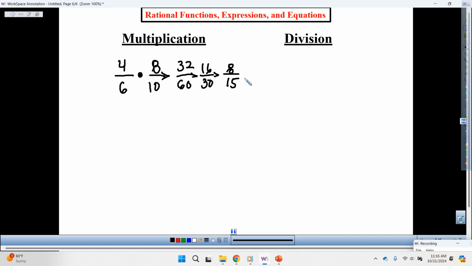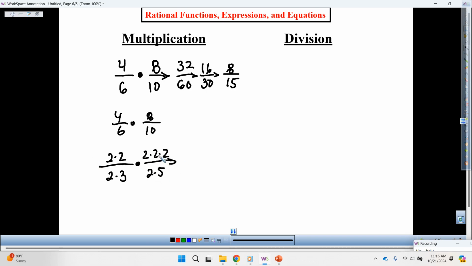That's one way of doing it. Let me show you another way. 4 sixes times 8 tenths. Check this out. 4 could be 2 times 2. Is that correct? How about 6? 2 times 3. How about 8? 2 times 2 times 2. How about 10? 2 times 5.